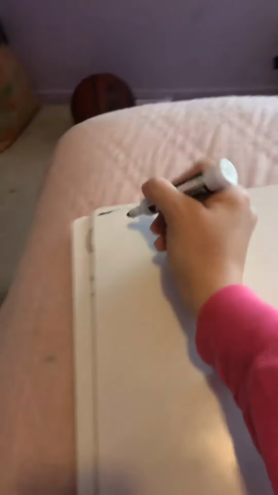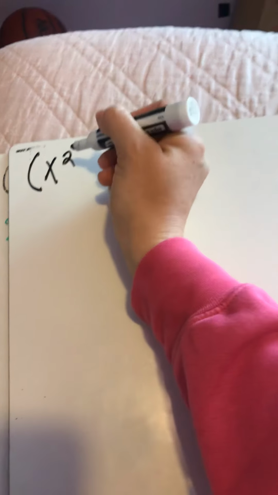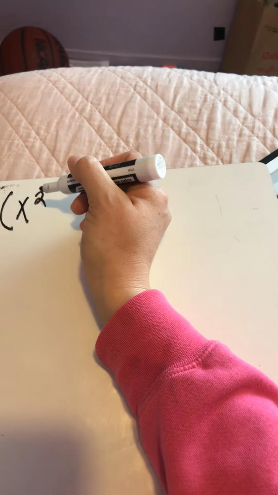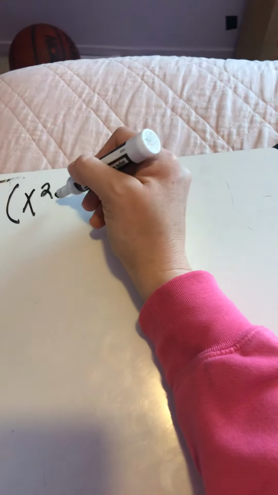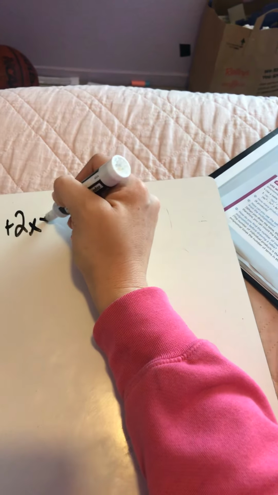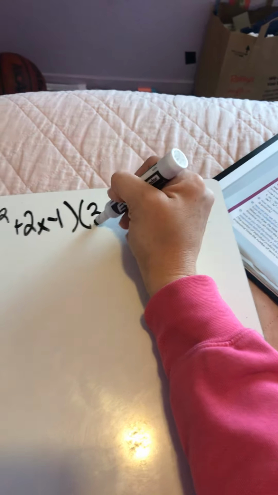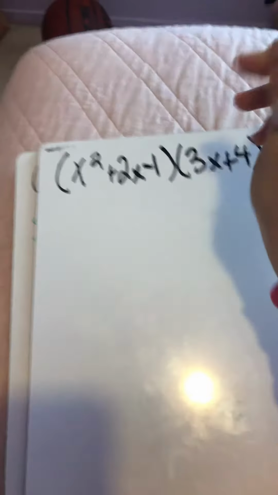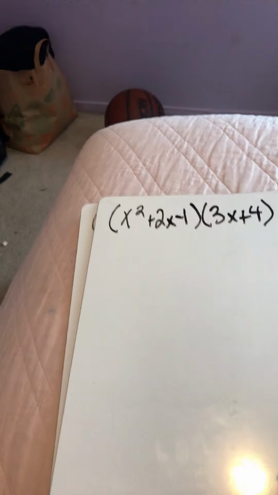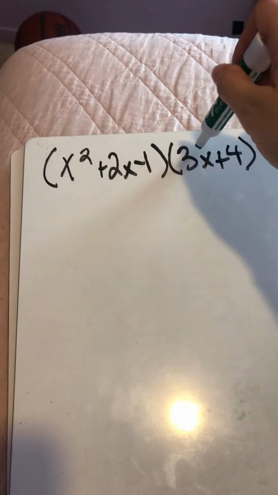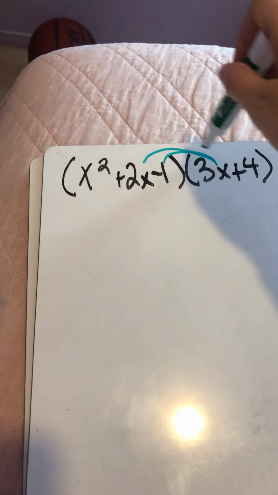All right, so they've got x squared plus 2x minus 1, and then they've got 3x plus 4. And they have it in this order, which is fine. It doesn't matter, doesn't bother me at all. So we need to make sure, just like with FOIL, that all of our numbers multiply times everything in the other parentheses. So my 3x is going to need to go here, it's going to need to go here, and it's going to need to go here.